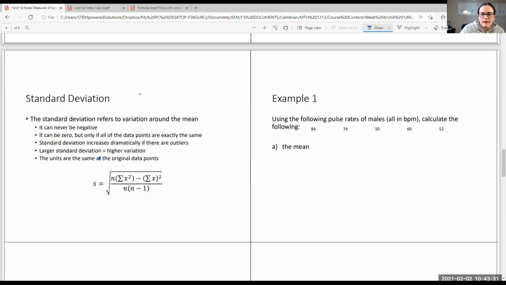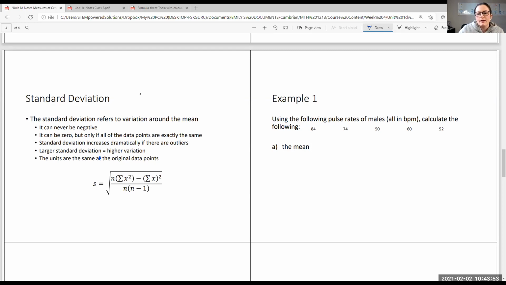Okay, so here we have the standard deviation formula. It's basically the square root of the number of data points n times the sum of all our x's squared, then we subtract the sum of all x's, squared, and we divide by n times n minus 1.